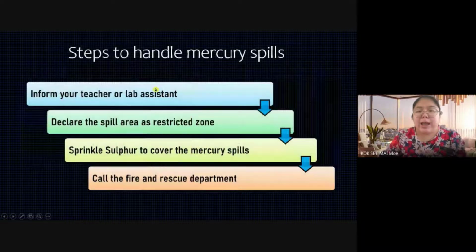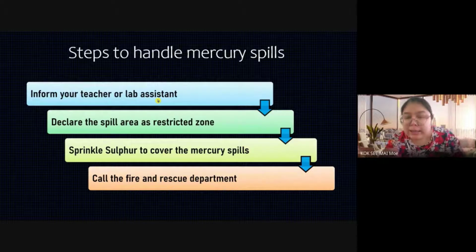Okay, steps to handle mercury. Mercury is inside the thermometer. They want the mercury, red color or silver color. That one is a poisonous liquid. So how to settle it? If suddenly the thermometer breaks, then the mercury comes out already.